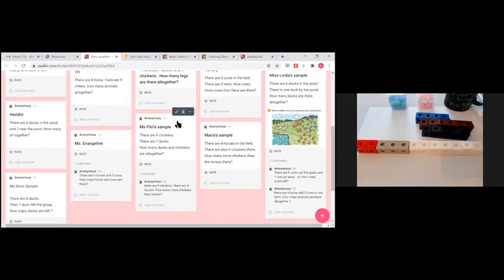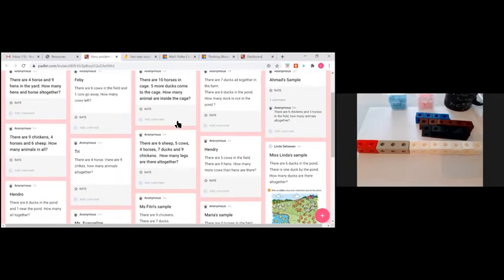So if you have a full class and you wish to engage your students in a similar activity like this, Padlet is quite effective because you can see your students' participation. You can collect some feedback from them.